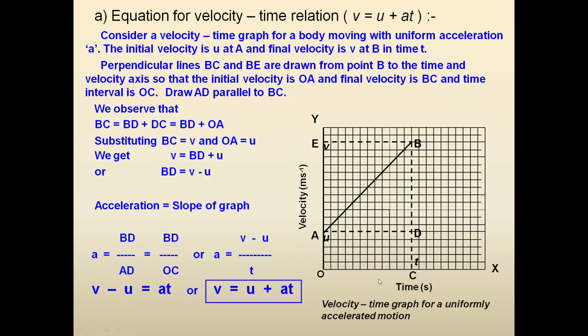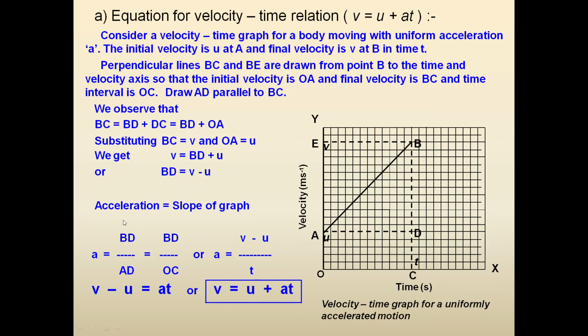Whereas BD is equal to BC minus DC. Pay attention to the graph. From there I am explaining BC minus DC. Now how much is BC? BC is equal to v and DC is equal to u. So BD will be v minus u. So now just look here, BD is equal to v minus u.